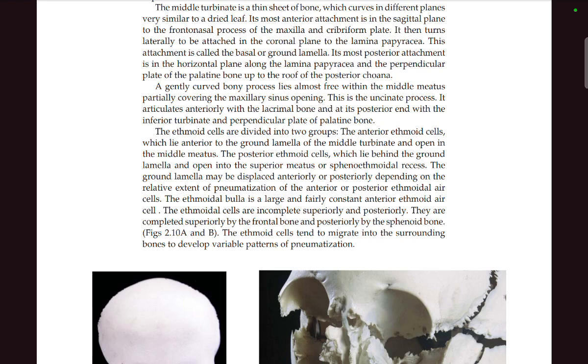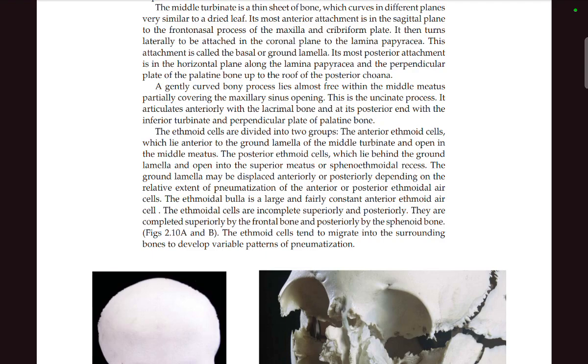A gently curved bony process lies almost free within the middle meatus, partially covering the maxillary sinus opening. This is the uncinate process. It articulates anteriorly with the lacrimal bone and its posterior end with the inferior turbinate and perpendicular plate of the palatine bone.